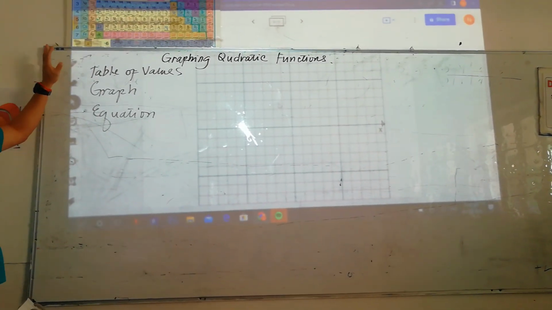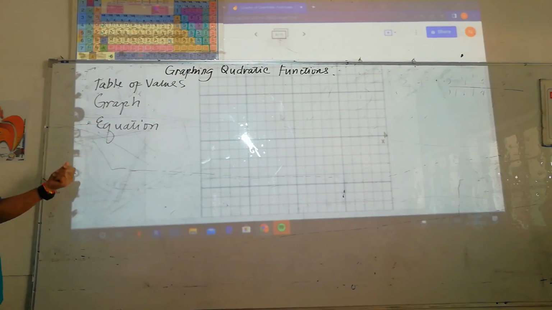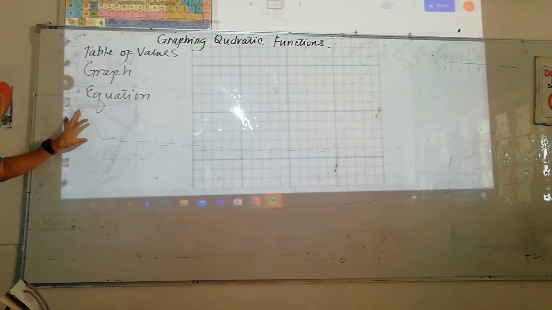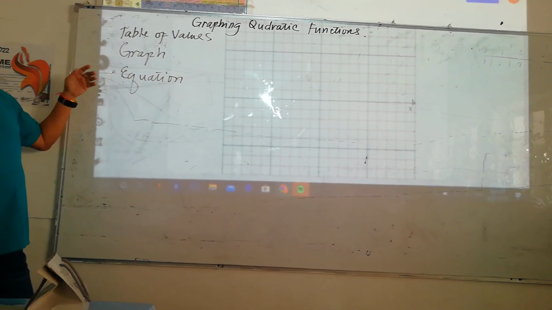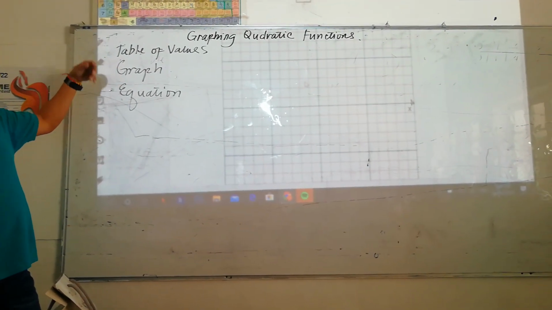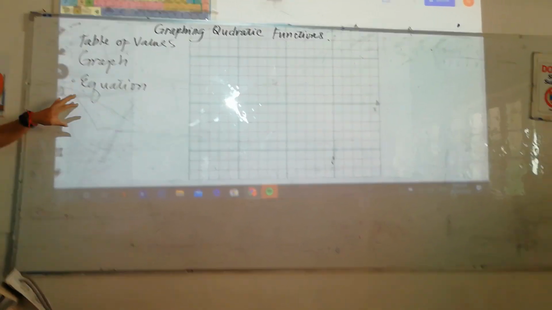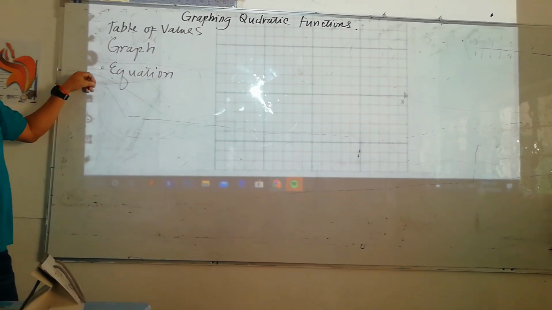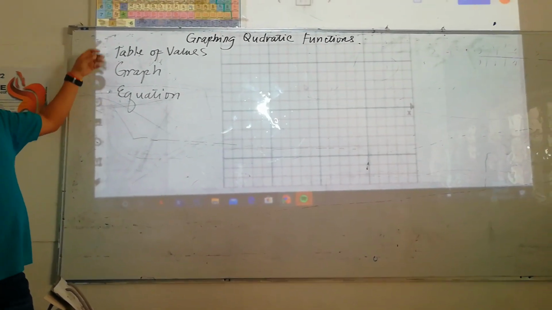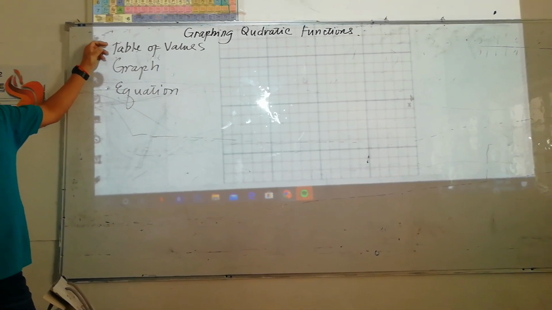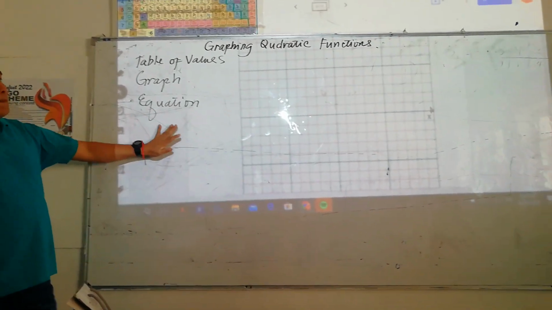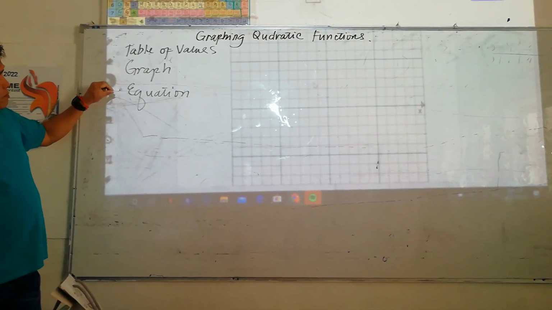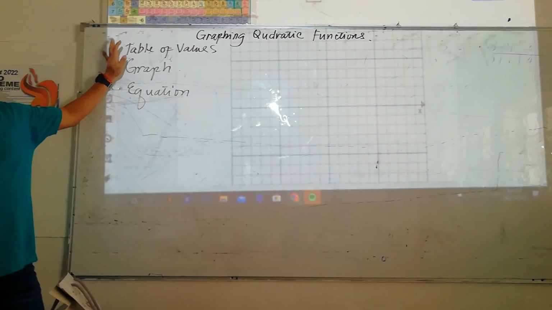Okay, you listen now. When you are graphing a quadratic function, at least you know how to present it into a table of values, graph, or an equation. So maybe equation first, graph, then table of values, or any of the three. It depends. Now, I want to graph first before we present the equation and then the table of values.